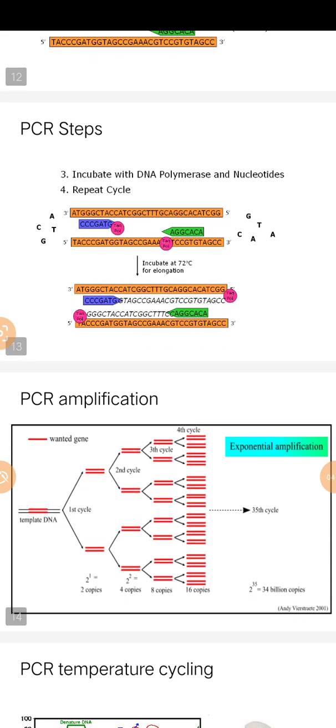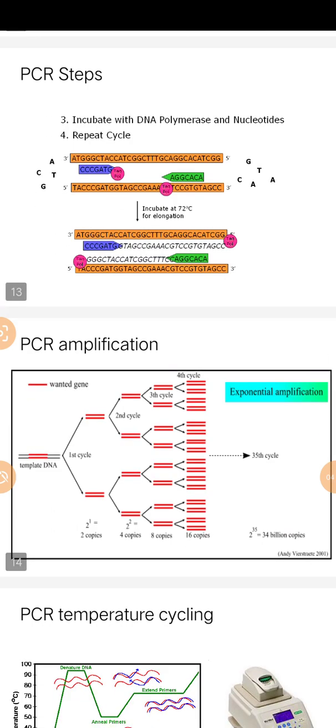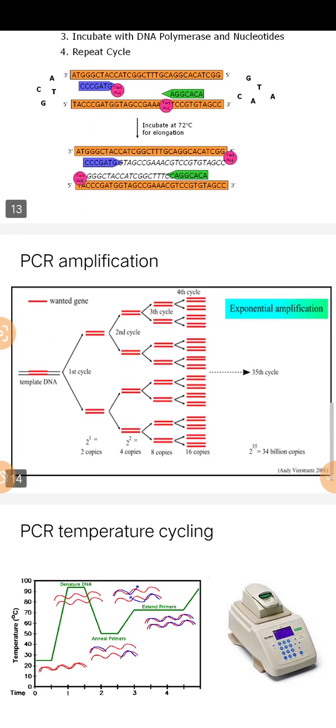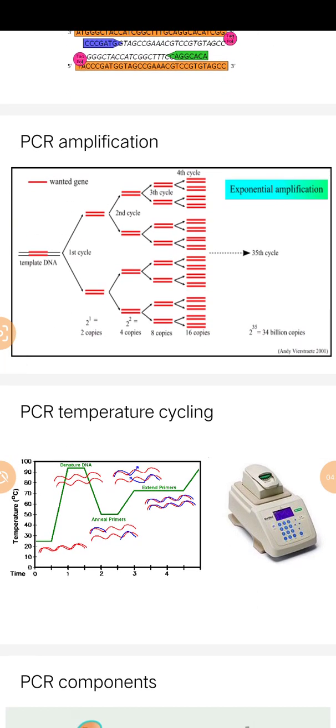The third step of PCR is to incubate the DNA template with the DNA polymerase and nucleotides. And for multiple copies of DNA, we have to repeat all three steps. Here is the graphical representation of the PCR. In the first step, you can see that there is a template DNA.